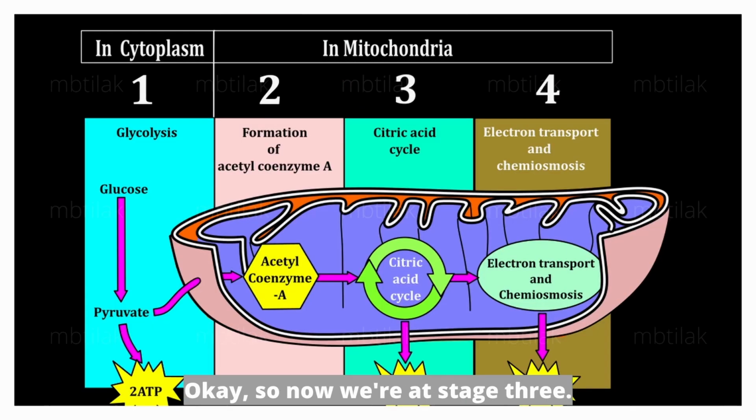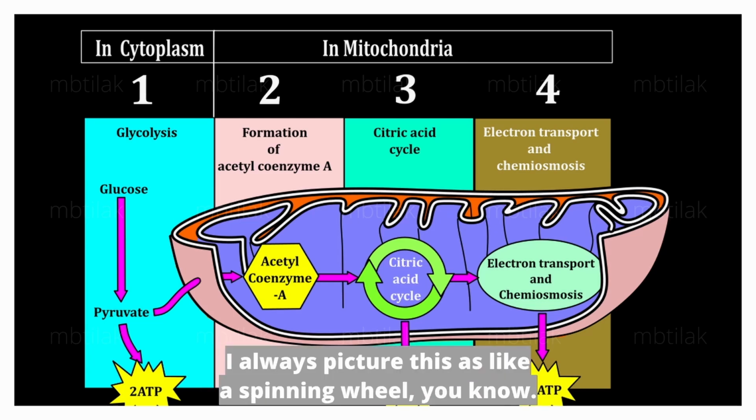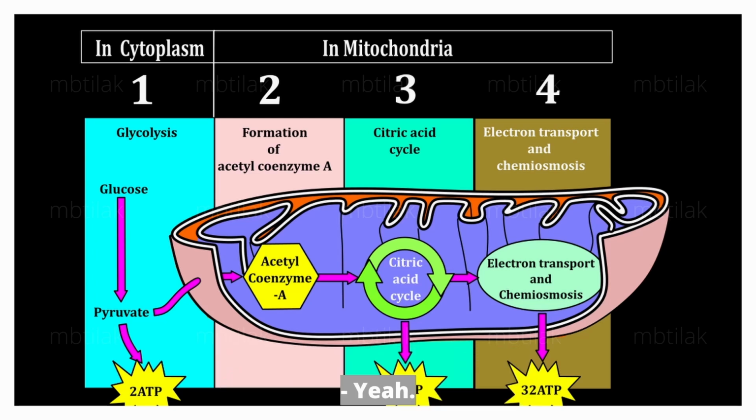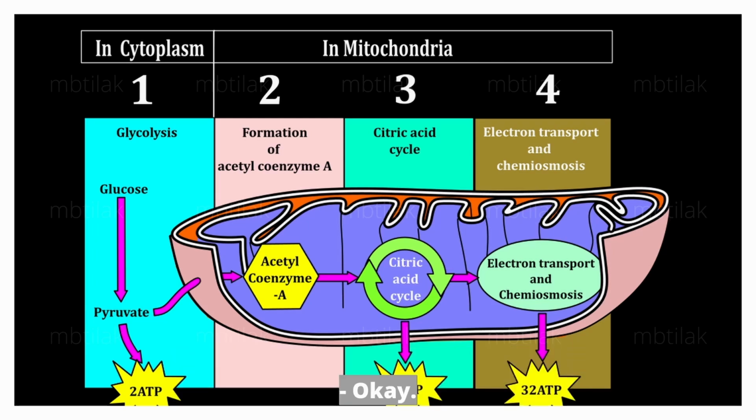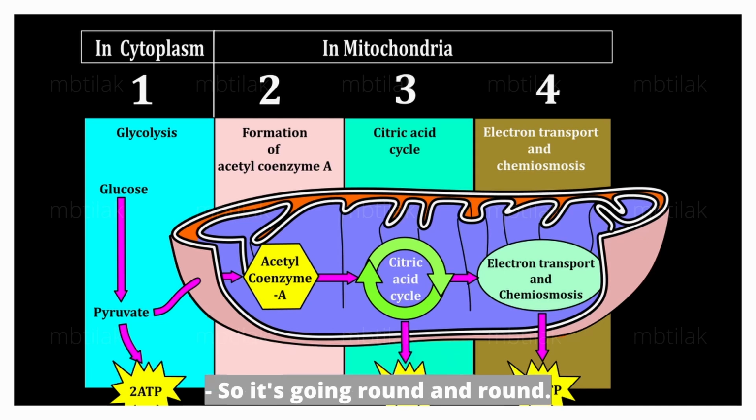Okay, so now we're at stage 3, the citric acid cycle, also known as the Krebs cycle. I always picture this as like a spinning wheel, constantly churning and generating energy. It's a perfect analogy. In this cycle, our acetyl-CoA molecule enters a complex series of reactions. Think of it like a metabolic merry-go-round. So it's going round and round.